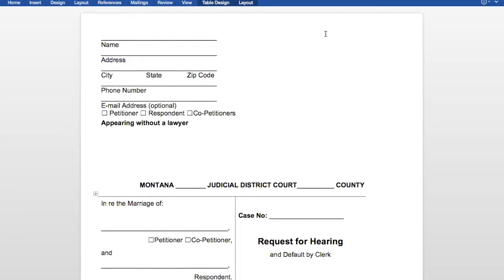If you are the petitioner, you have to wait until you receive a response, or until it has been more than 21 days since your spouse has been served, to fill out this form. If you are the respondent in the case, then you can use this form as long as you have filed your response with the clerk of court.